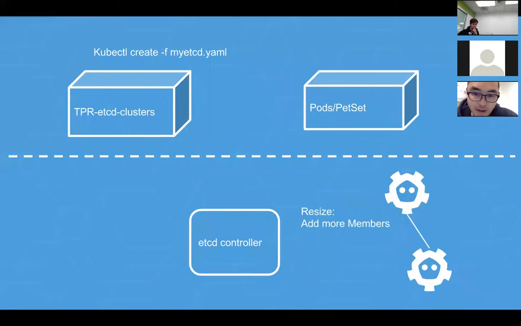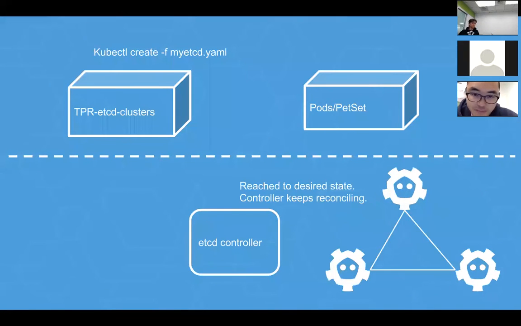Then we have a reconciling loop, which keeps resizing the cluster until we reach the desired state, which is required in the spec we saw before. We keep adding more and more members until we reach the desired state, which is a 3-member cluster here. And the controller doesn't stop here. It keeps reconciling because there might be partial failure. Here, I'm going to talk about the loss of 1 member.